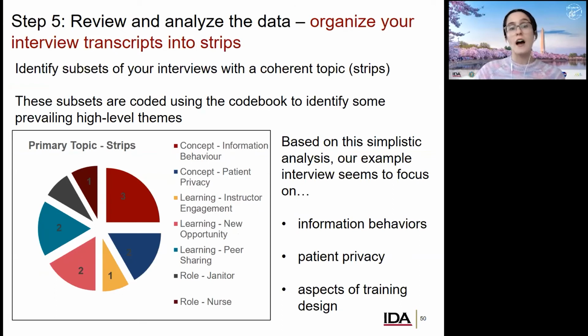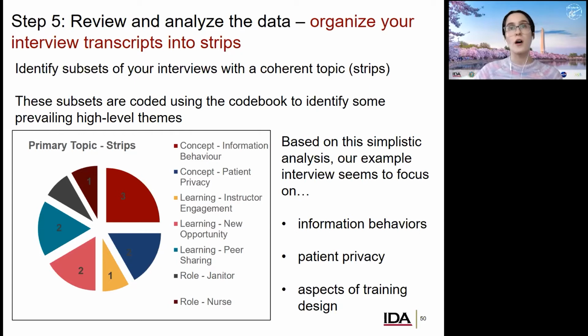So once we have our codebook, the next part of analyzing our data is to organize our interview transcripts into strips. So what are strips? Strips are subsets of qualitative data with a coherent topic. So they might be a paragraph or text of a couple of sentences. It's really up to the researcher conducting the interviews and during the analysis process to decide what size strip is appropriate for the research goals.